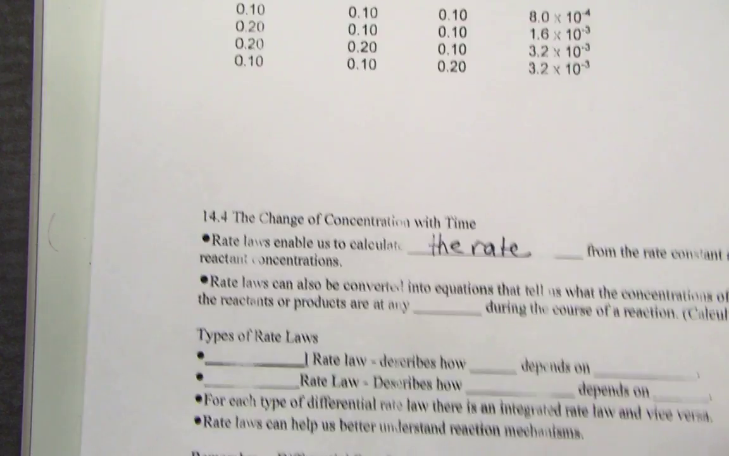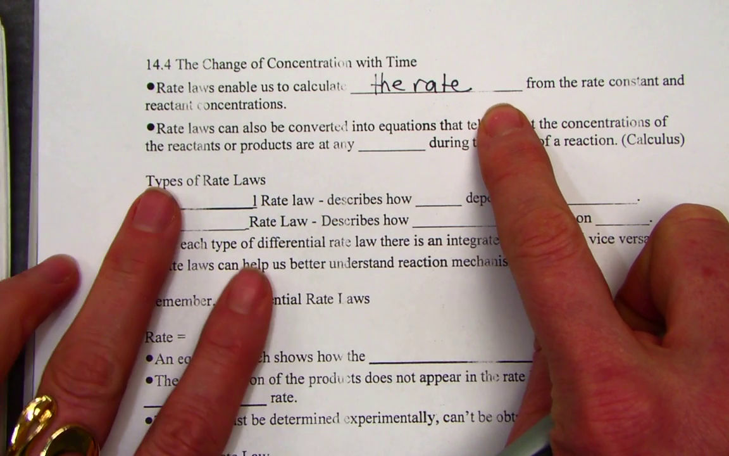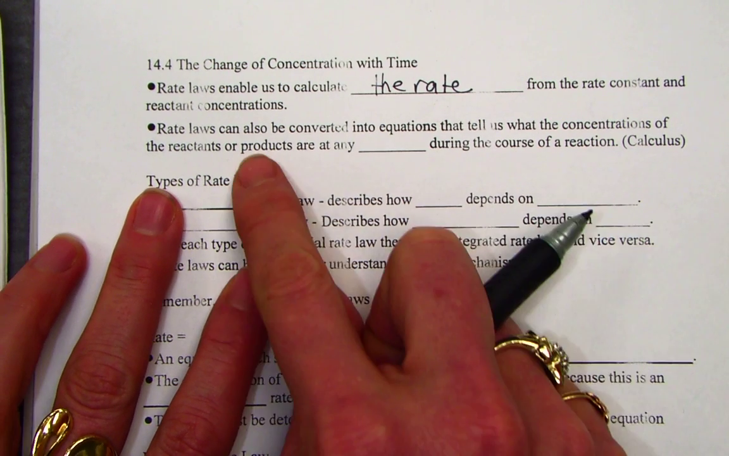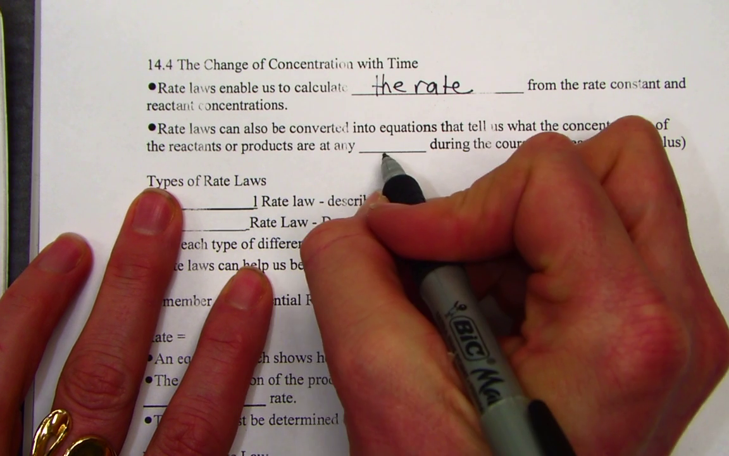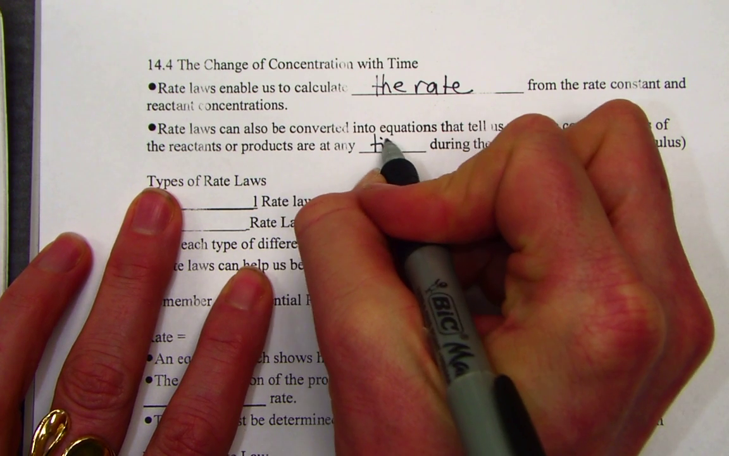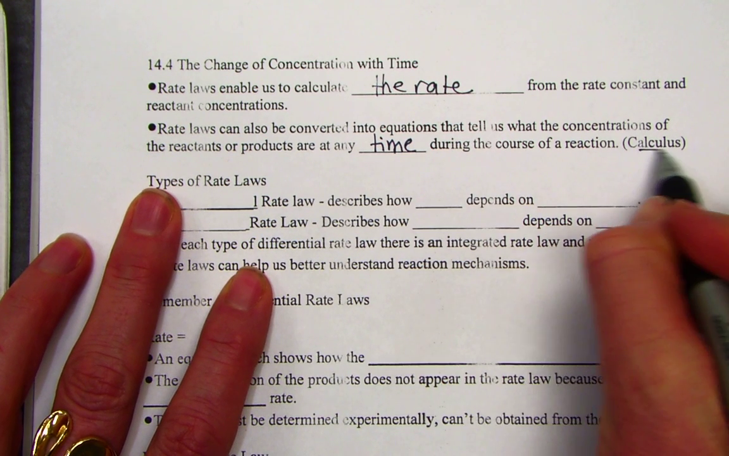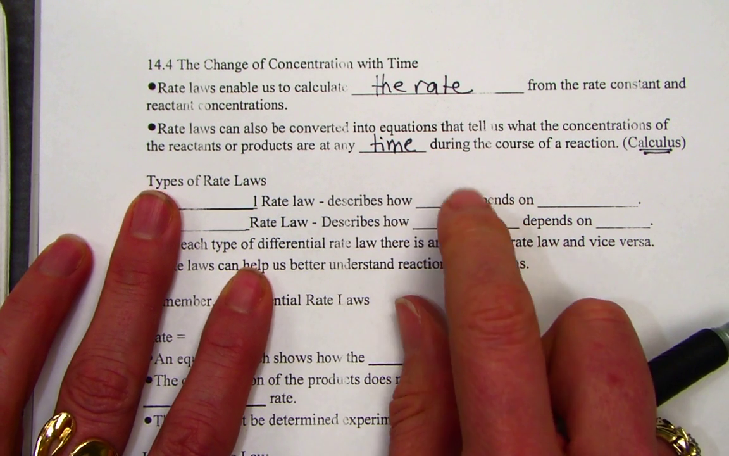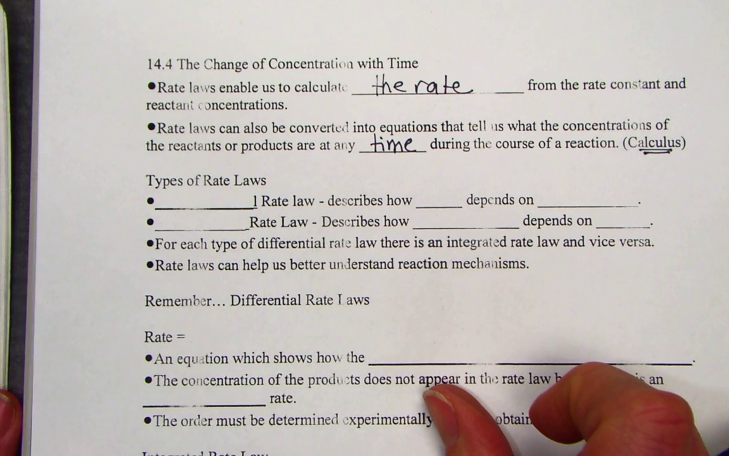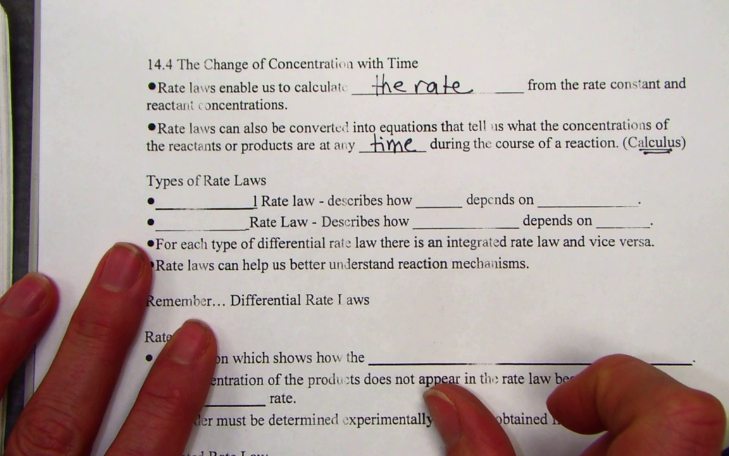We are going to take a look at how the rate constant and the concentration can be used to calculate rate. Rate laws can be converted into equations that tell us the concentrations of the reactant or product at any point in time during the course of the reaction. To understand the calculus will be Mrs. Milder's job. We will share with you the formulas to go from a differential to an integrated rate law, taking a curve and turning it into a straight line formula.